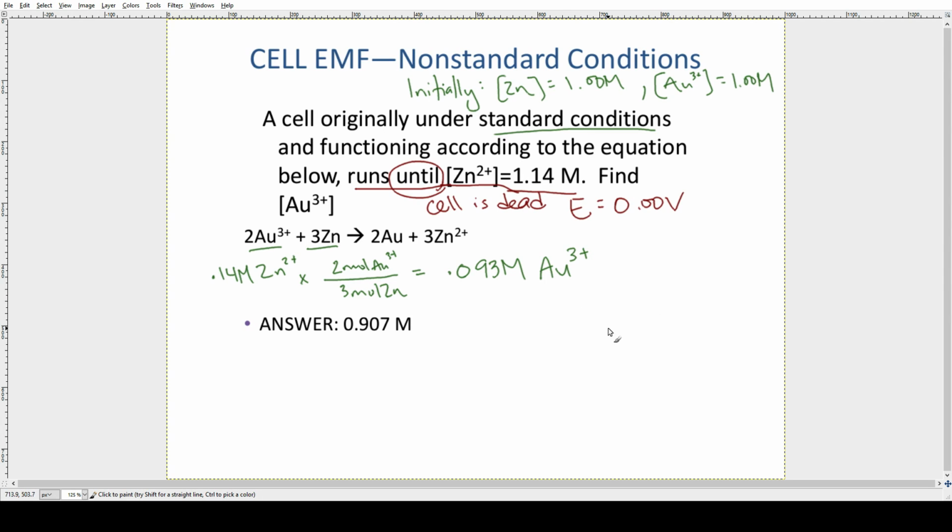Okay. All right. Well, I know if my gold started at 1 molarity, I could just say, well, 1 molarity minus 0.093 molarity. That tells me that I must have 0.907 molarity gold once the cell has died, once it's used up all of its juice. There it is.